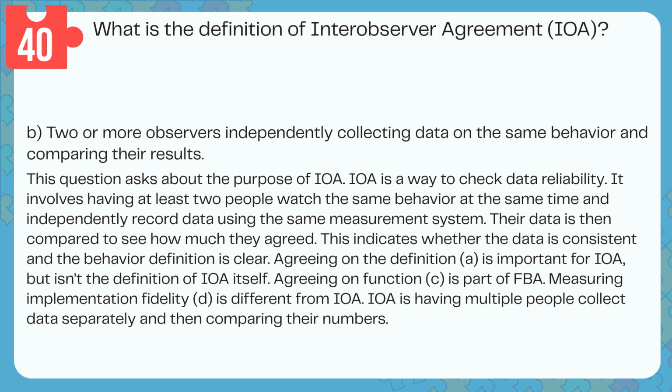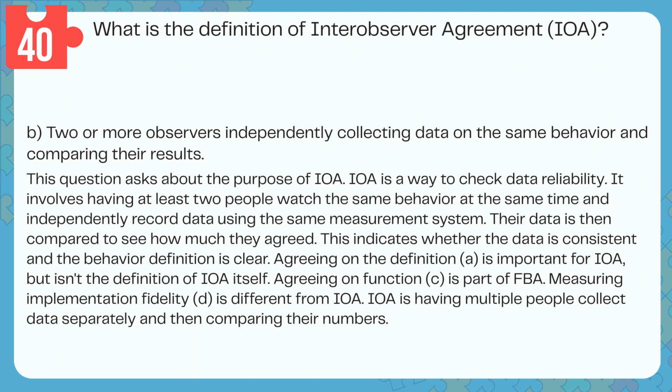Answer B. Two or more observers independently collecting data on the same behavior and comparing their results. This question asks for the definition of IOA. IOA is a way to check data reliability. It involves having at least two people watch the same behavior at the same time and independently record data using the same measurement system. Their data is then compared to see how much they agreed. This indicates whether the data is consistent and the behavior definition is clear.